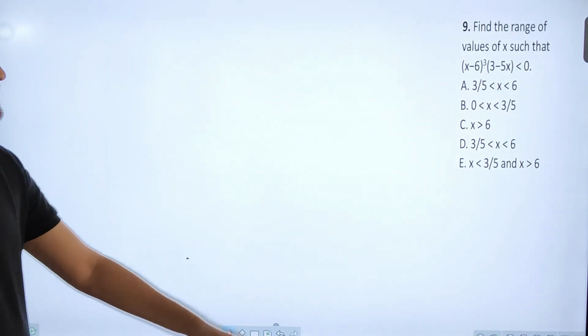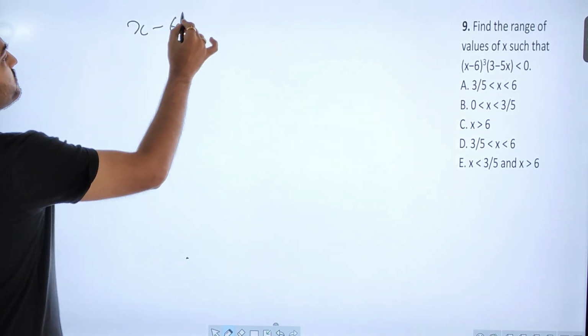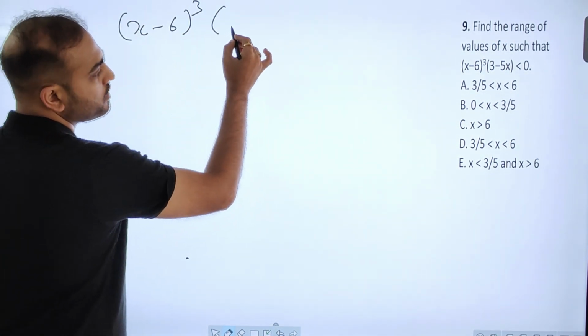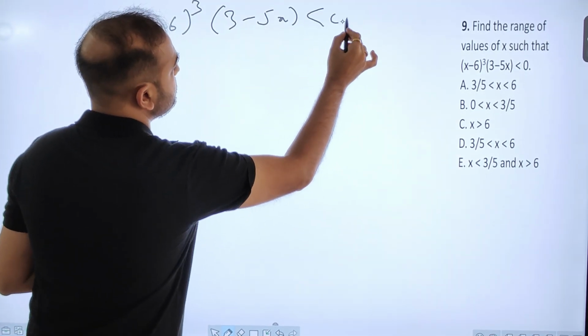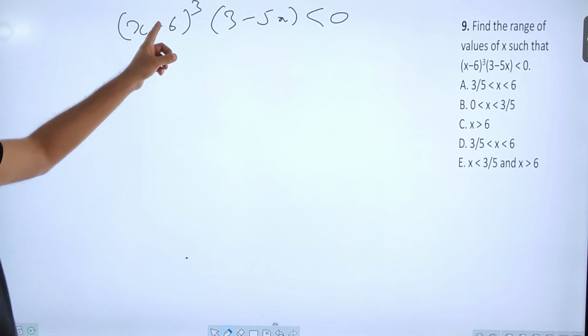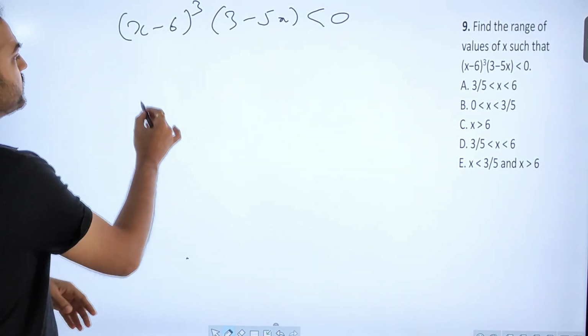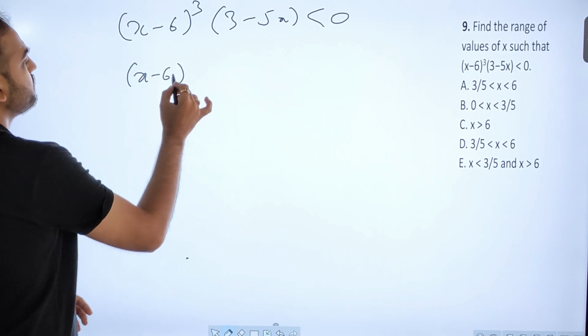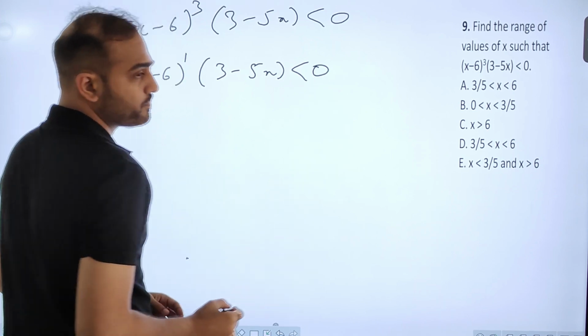If you've seen this question, this is similar to what we did just now. We have (x minus 6) whole cube, (3 minus 5x) less than 0. Step number 1, what we learned in the previous one: the cube, I can send the square to the other side. I have (x minus 6) power 1, (3 minus 5x) less than 0.